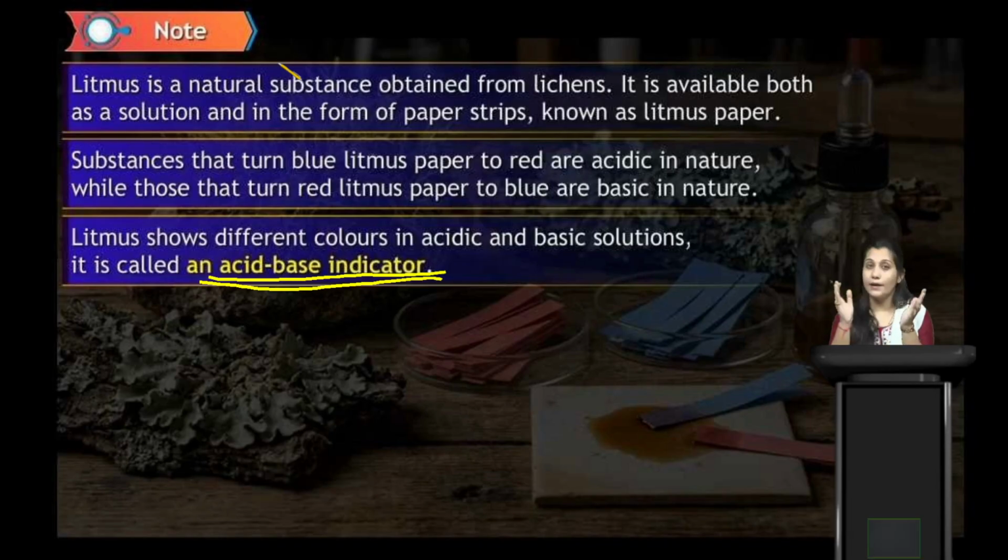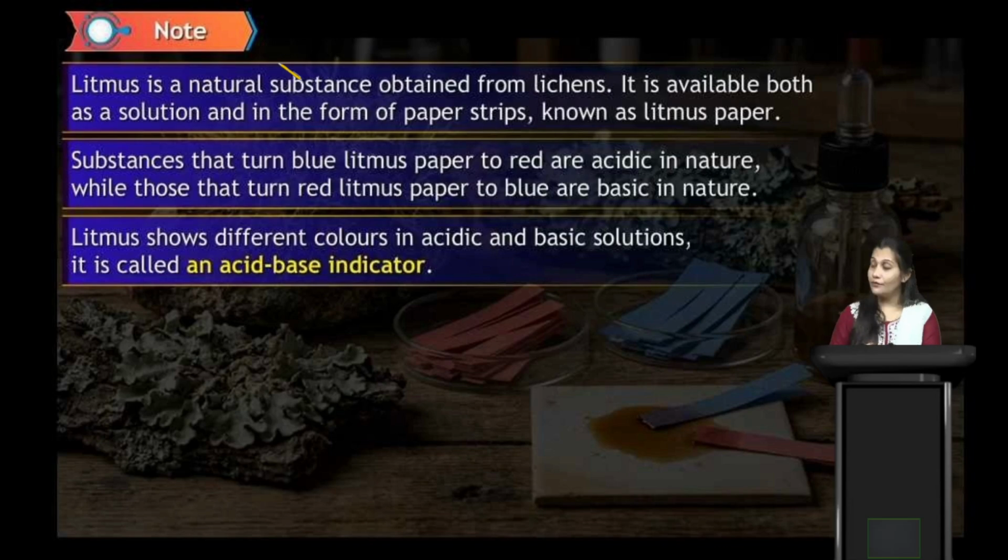That means the first point is that litmus is obtained from the plant lichen. Lichen is formed by the combination of two living organisms, one is algae and the other one is fungus. Litmus is available both in solution and in the form of paper strips, and this paper strip is called litmus paper. The substances which turn blue litmus paper to red are acidic, and the substances which turn red litmus paper to blue are basic. And litmus is also called an acid-base indicator. Okay.